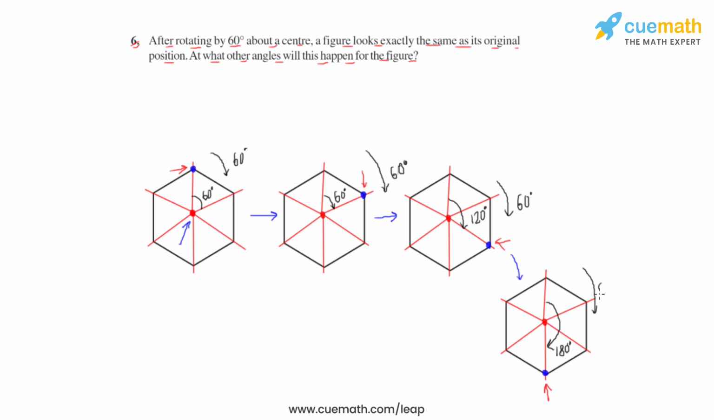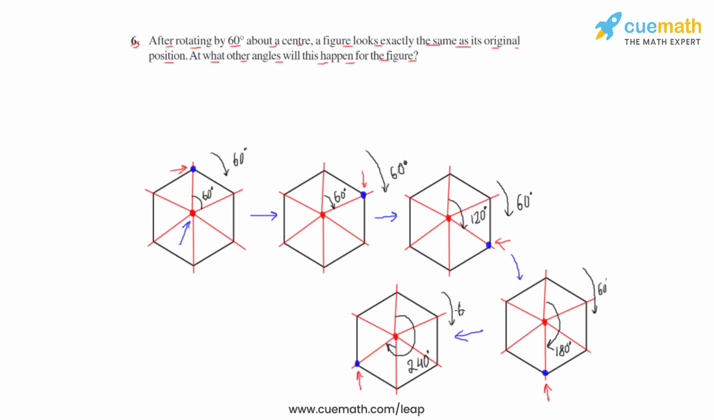Let us again rotate this figure by 60 degrees from its last position to get to the next figure, which is this one, and this is again the new position of the blue dot which gives us a total rotation of 240 degrees from the initial figure. But the figure is exactly the same as the initial figure.